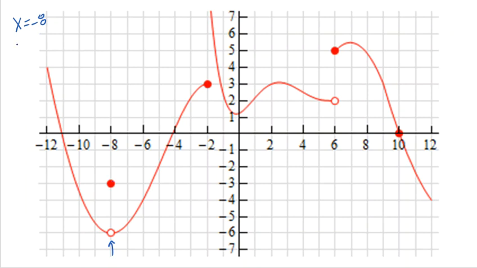At x equals -2, we also see some type of infinite discontinuity. So again, the left side is at -2, and there is actually a point at -2, but the right side appears to be going up forever towards infinity. So that's interesting. 6 is what we call a jump discontinuity. So the left side is down at 2, the right side is up at 5, and that's creating a jump. They're not coming together, so that's a jump discontinuity.